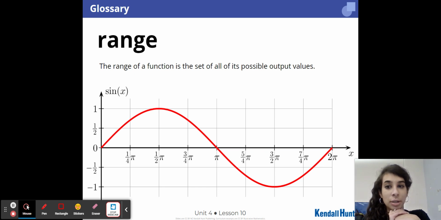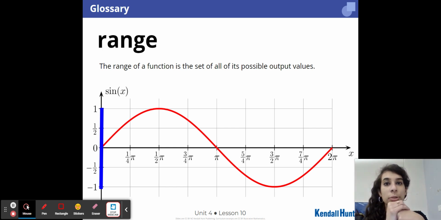The range of a function is a set of all possible output values. So for my range, I'm looking at all of my output values. Looking at the graph of sine of x, we know that the graph goes from -1 on my y-axis to +1 on my y-axis. And so my range goes from -1 to +1.